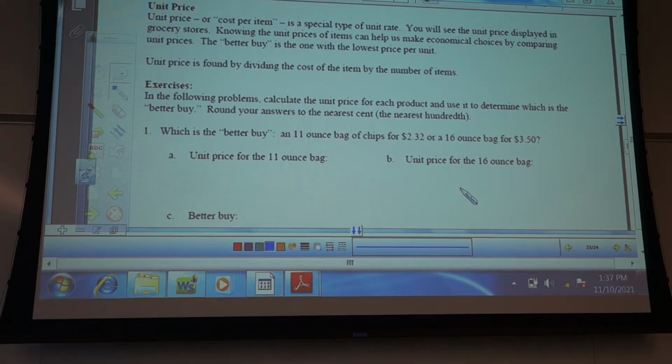So it's just a unit. So set it up. 11 ounces, 232 cents. So 232 per 11 ounce. How do you know which one to put on top? The money goes on top. It's per ounce. You want the price per item.